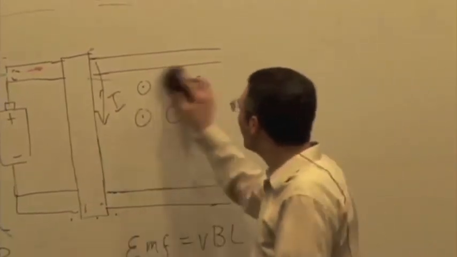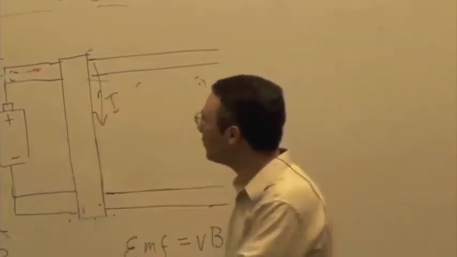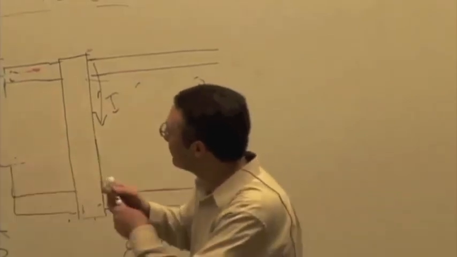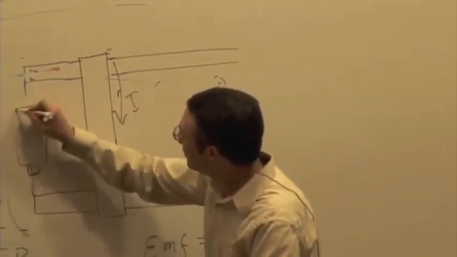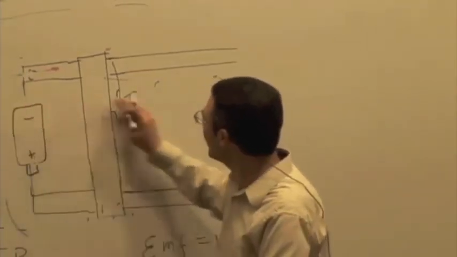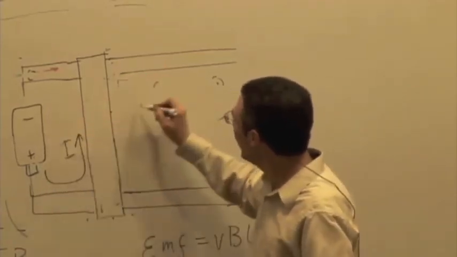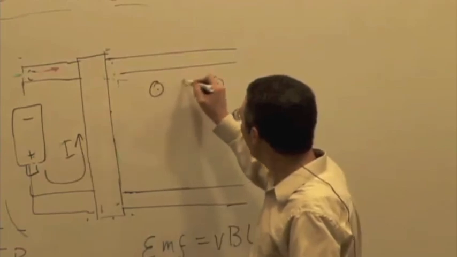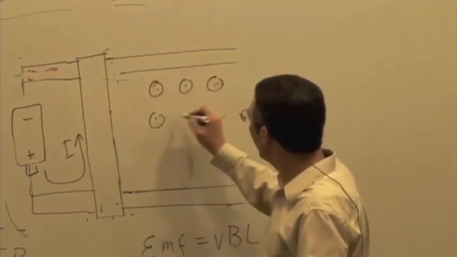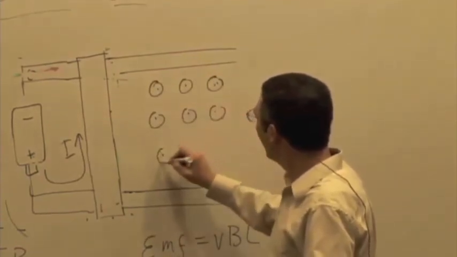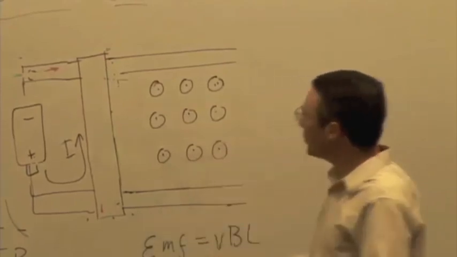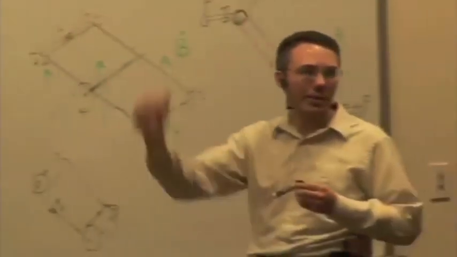Well, okay, I don't want it to move in that direction, so I'm going to flip the direction of the battery. Plus, minus. So I'm flipping the direction of the current. Get the current to flow that way instead. And same direction of magnetic field. And so now the magnetic force on the bar is going to be what direction? It's going to be that way, right?